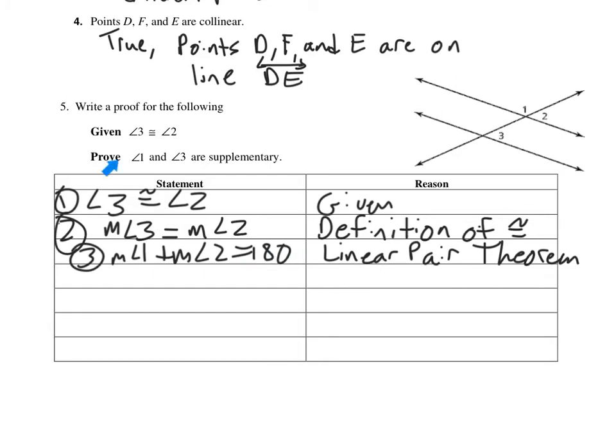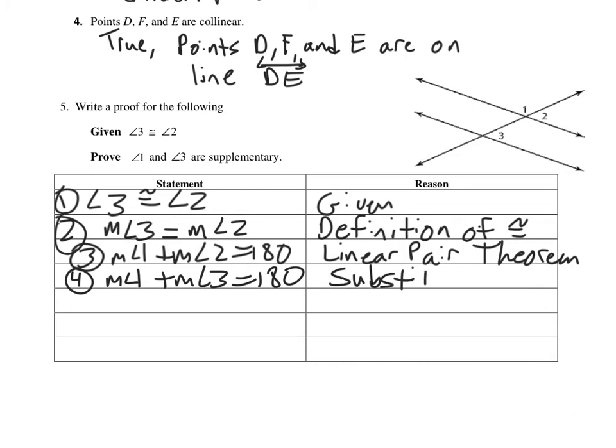Now we got 180. Now we're getting close to supplementary. We want to say 1 and 3 are supplementary. We got 1 and 2. So this 2, we wish that was 3. Well, can we replace that with 3? Sure we can, because 2 and 3 are the same thing. So let's replace that with 3 in step 4 here. Measure of angle 1 plus the measure of angle 3 equals 180. What do we use? We just put something in place of something else.